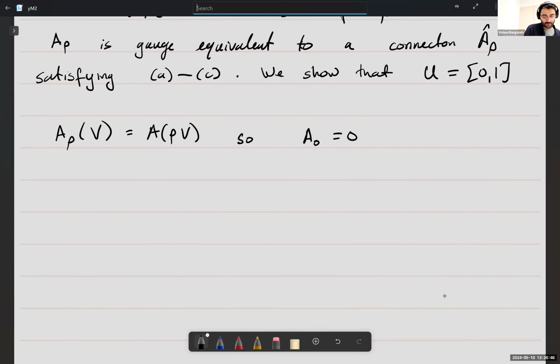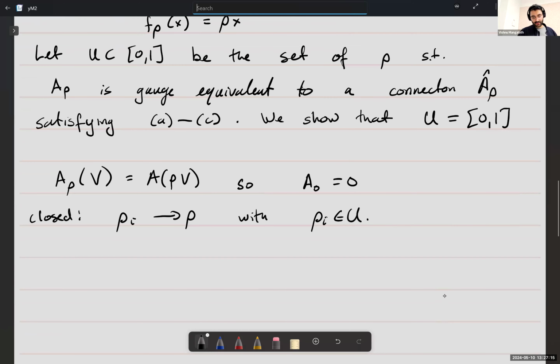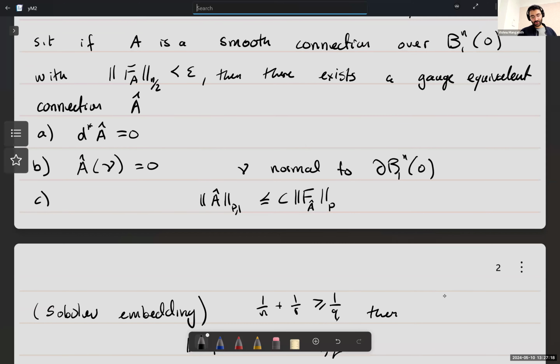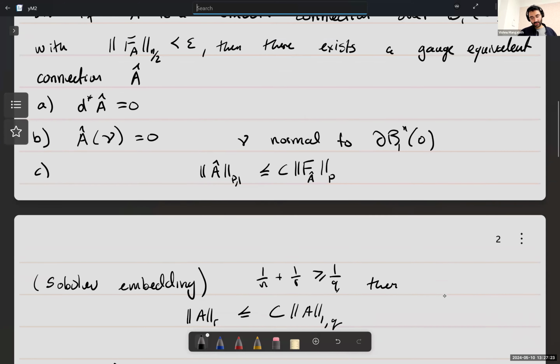Now, I'm not going to say much about the closed one, except that suppose we have some sequence, row I to row, with row I in U. That's part of the definition of U, isn't it? These three conditions are all closed conditions. So if I have a sequence, as long as it converges, then the limit will also satisfy these three conditions. Okay.